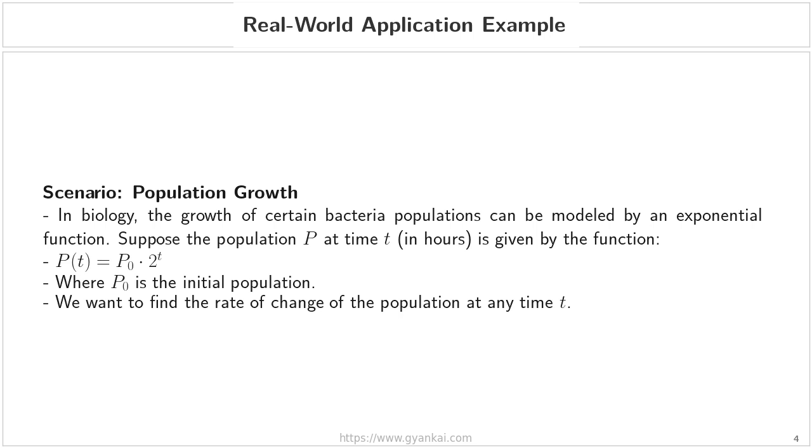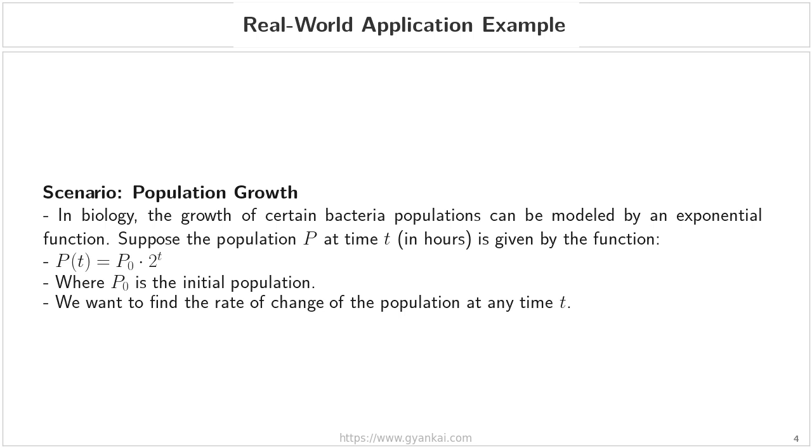In biology, the growth of certain bacteria populations can be modeled by an exponential function. Suppose the population, which we will call P, at any given time t, measured in hours, is given by the function P of t equals P0 times 2 to the power of t. In this context, P0 represents the initial population at the starting time. Our goal is to determine the rate of change of the population at any time t.